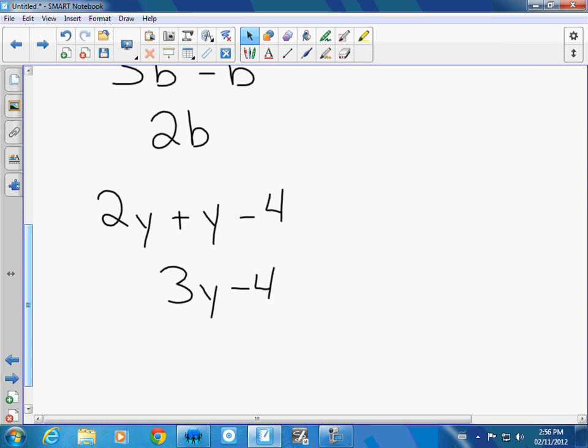Now, do you think a common mistake is to try to put the negative 4 into this? Yes, I see that a lot, right? You have to be careful of that. Only combine them when the terms are the same. Same variable raised to the same exponent.